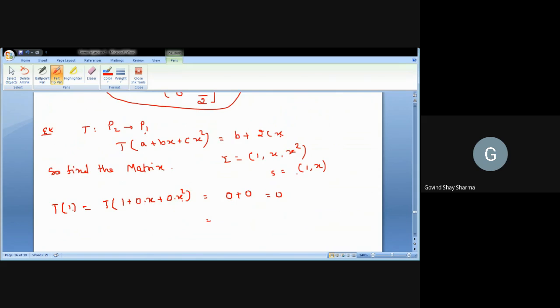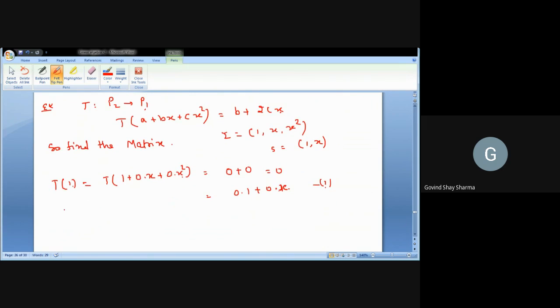Now we write it in the form of this: 1 and 0, 0x. This is our one equation. Now x can be written as 0 dot 1 plus 1 dot x plus 0 x square. So b is equal to 1 here, so 1 plus 0x, and this becomes 1.